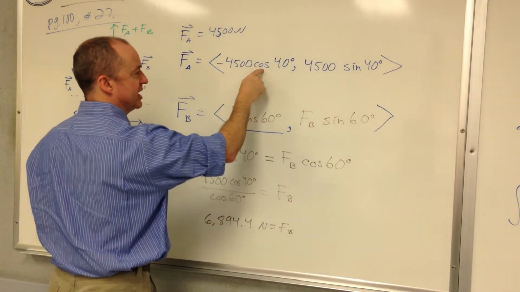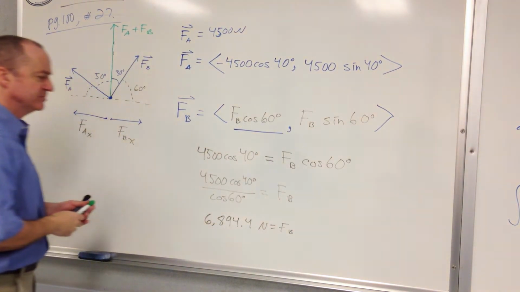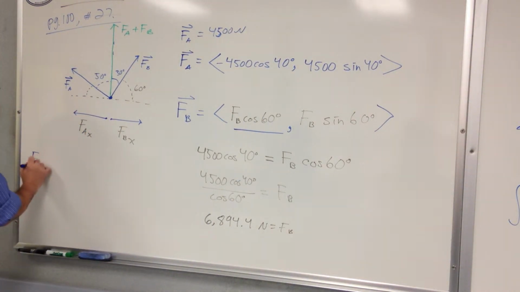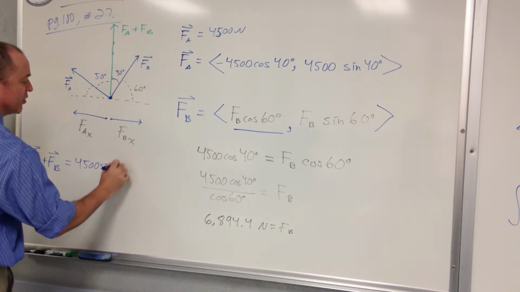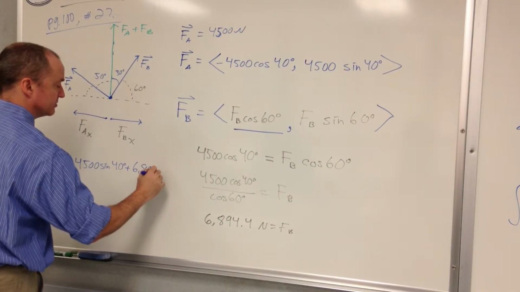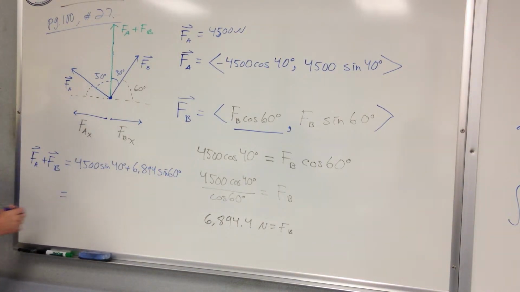These are going to be equal and opposite and will cancel out, so all we have to do is add up our vertical components, and now we know the magnitude of F sub B. So force of A plus force of B, just the upward parts, is going to be 4,500 sine 40 degrees plus 6,894 sine 60 degrees. Did I fill that in correctly?